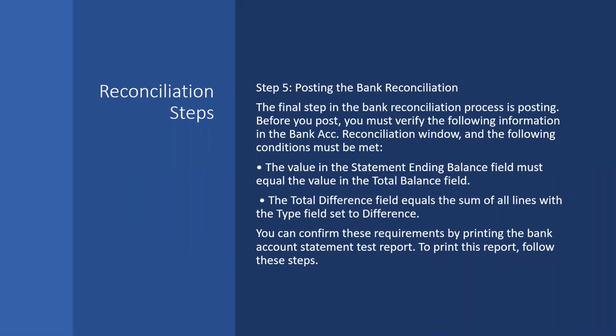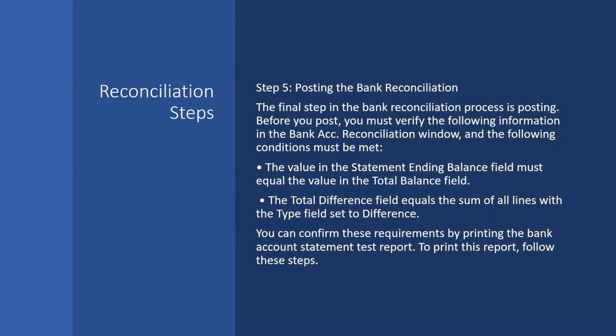Sorry. So with that, we could be saying that we are considering the beginning balance plus the transactions that we are reconciling, and then that will mean that we won't have any other difference, right? That the total difference field equals the sum of all the lines with the type field set to difference. And you can confirm these requirements by printing the bank account statement as a report like we did.